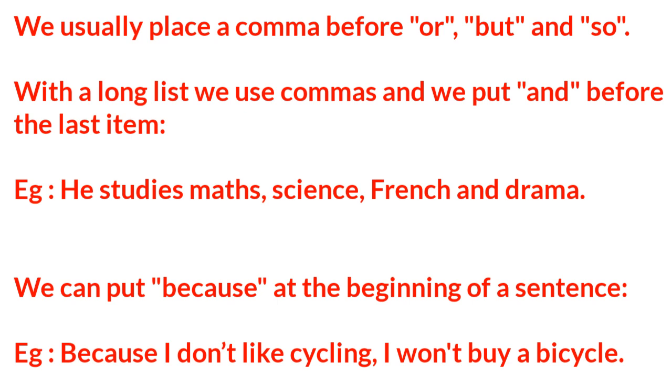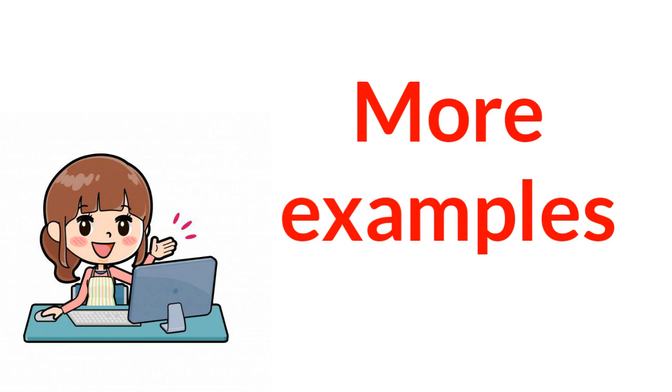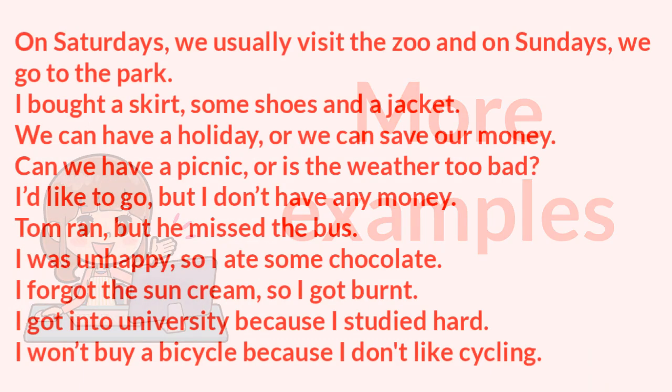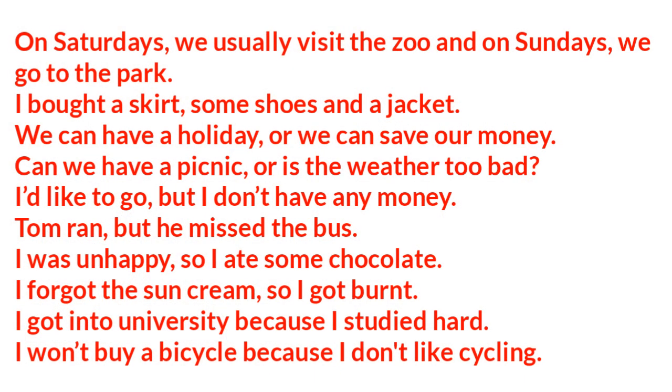We can say the same sentence in another way too. How can it be? I won't buy a bicycle because I don't like cycling. That's also correct. Now, we can move to some more examples. Look at this. On Saturdays, we usually visit the zoo, and on Sundays, we go to the park. Okay, so we added some more things to the list. That's why we used the connecting word, the conjunction and here.